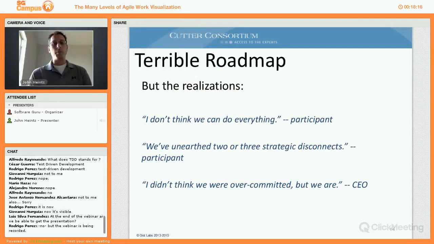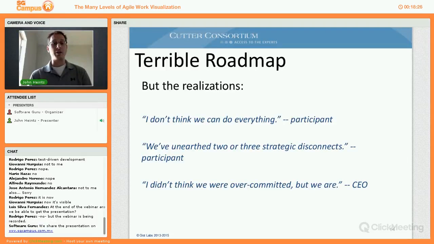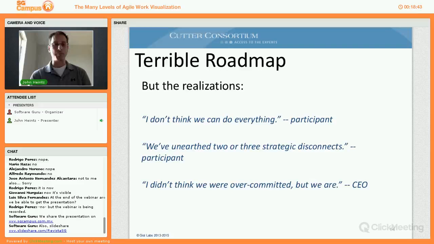Next slide. These are some of the important realizations that they had from doing this road mapping activity. The realization that they couldn't actually do everything. Until they visualized all the work that they were actually doing, they thought that they were going to be able to finish this all in 1 quarter. And the activity of putting it all on the wall and seeing it, visualizing it, gave them the real sense that this was not going to happen.